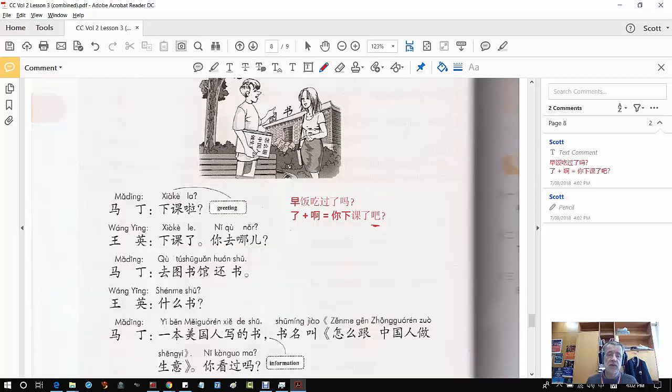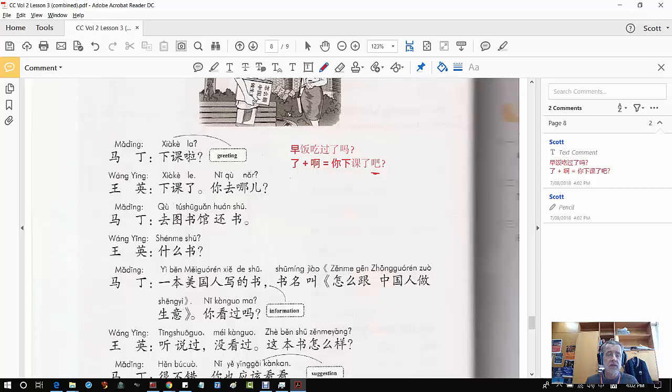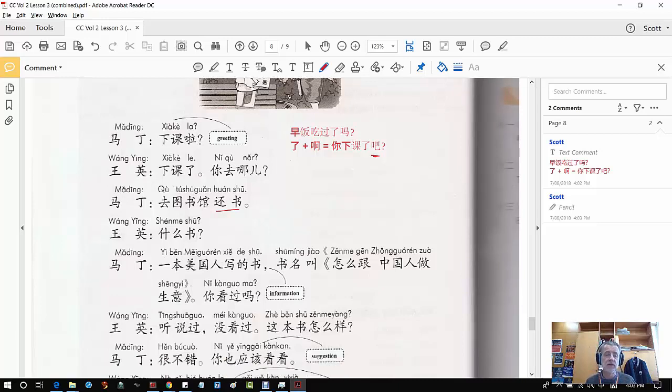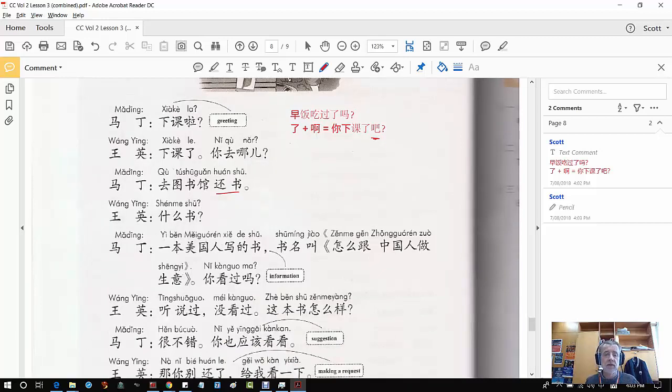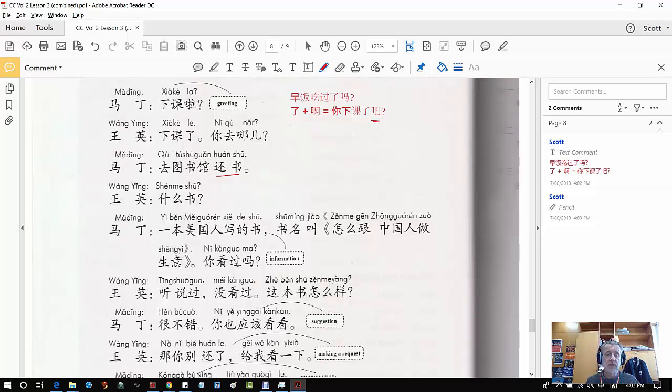And she asked the question, 你去哪儿? I think we all understand what that means. And then Ma Ding replies, 图书馆还书, 还书. As we know from the discussion of our vocab list, that means to return a book. And in this case, you don't need to use the quantity and the measure word 还一本书 unless that's important. If you want to emphasize that it is one book that's being returned, sure, use 一本. Otherwise, if it's just returning a book or books in general, then you don't need the quantity and the measure word. Okay, so then Wang Ying goes on, she says 什么书?